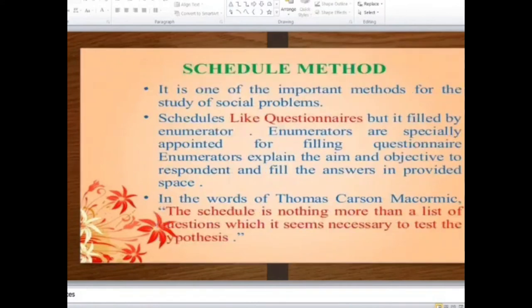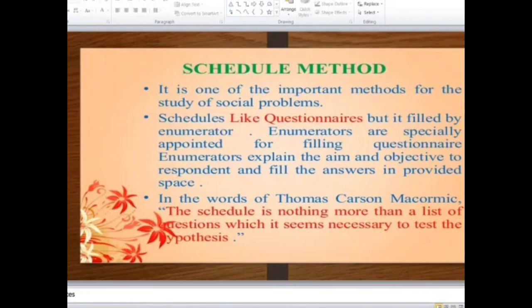And the next one is the schedule method. The schedule method is one of the important methods of collecting data for the study of some social problems. If there is a problem in society, then through this schedule method we can collect the data. Schedules are like questionnaires, but they are filled in by an enumerator. This is very, very important. Schedules are the same as questionnaires, but they are filled in by the enumerators.